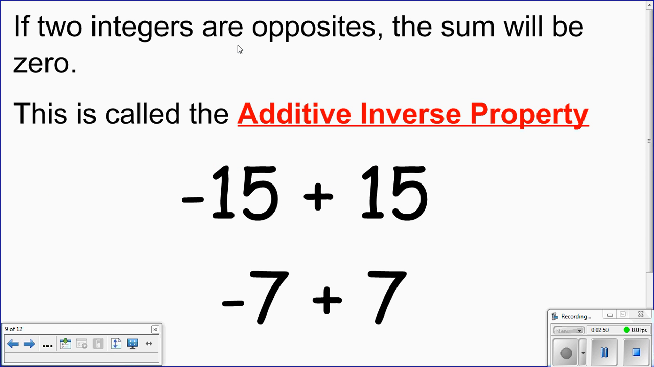If two integers are opposites, the sum will be 0. This is called the additive inverse property. So negative 15 plus positive 15 equals 0, and negative 7 plus 7 equals 0.